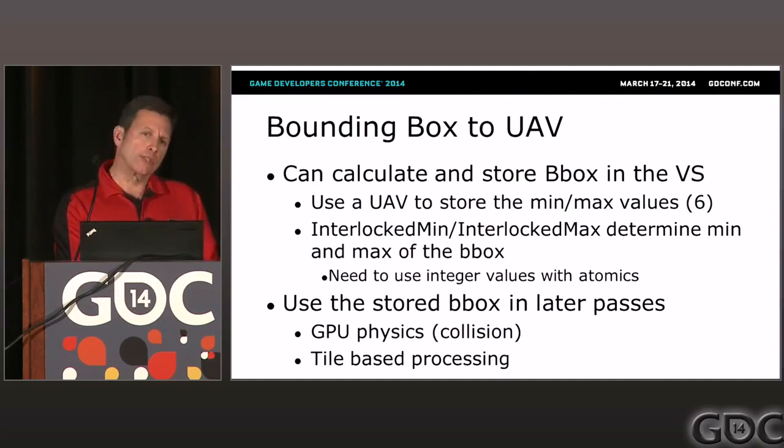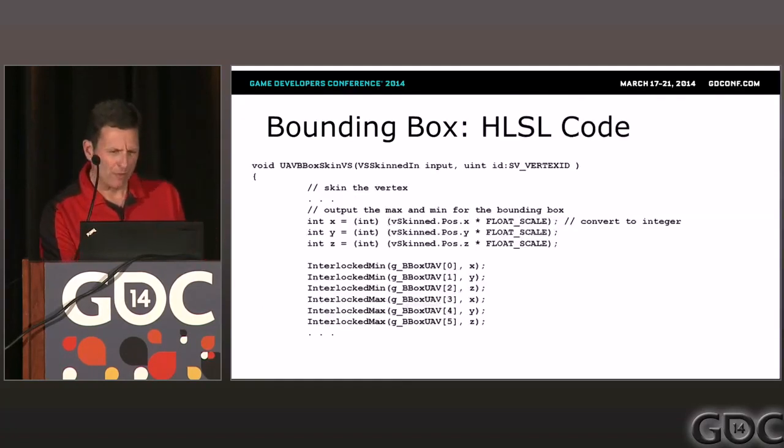You then could store this bounding box for use in a later pass, maybe for doing things like GPU physics, collision data, or maybe tile-based processing. There's a lot of tile-based processing where you're comparing bounding boxes. So it could be useful for that.